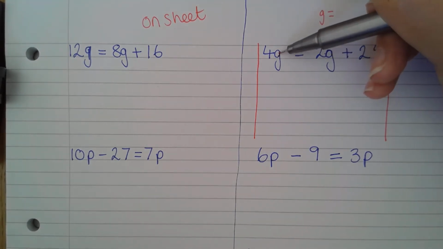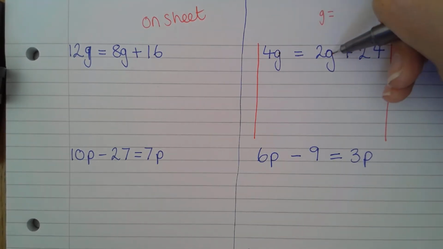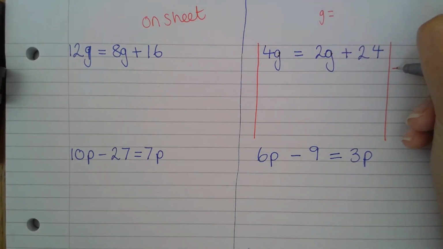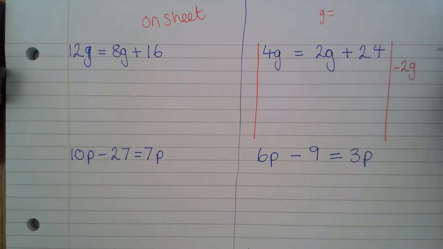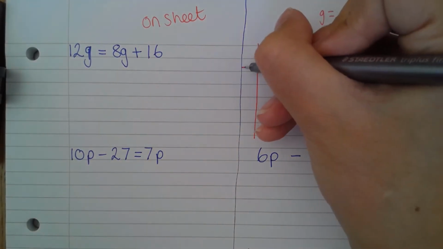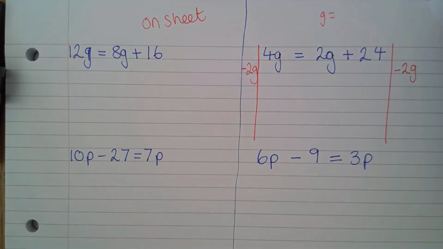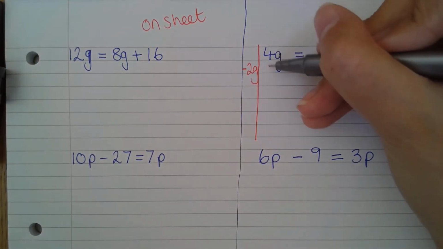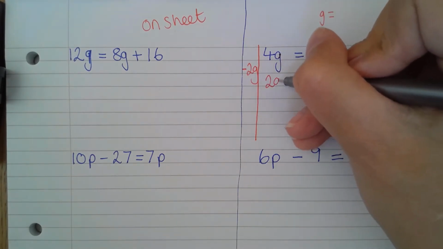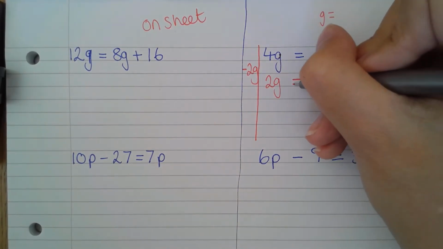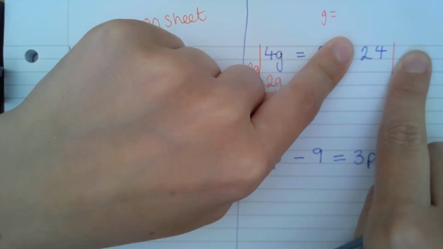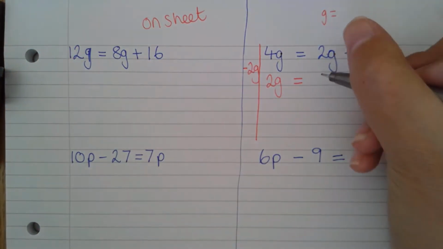So over here I've got 4 G's and here I've got 2 G's. So I'm going to take away my 2 G's to get rid of them over there. But what I do this side, I also have to do this side. So I'm going to take away 2 G's that side. So 4 G's, take away 2 G's is 2 G's. And then I've taken away those 2 G's on that side, so I'm just left with 24.